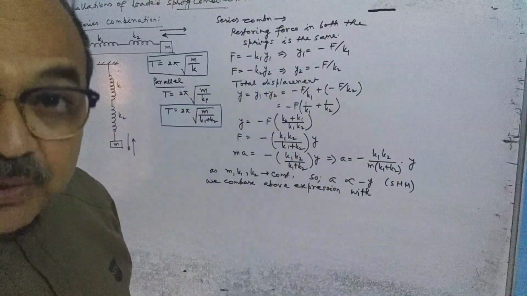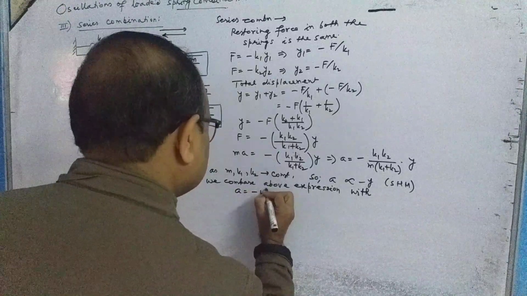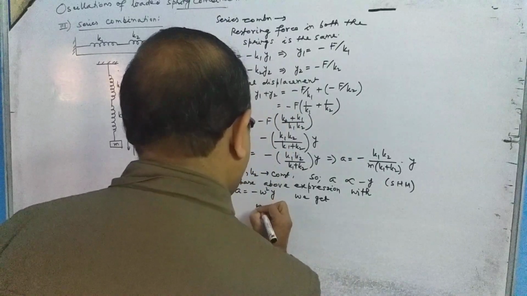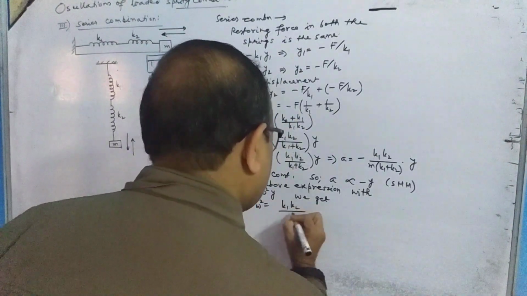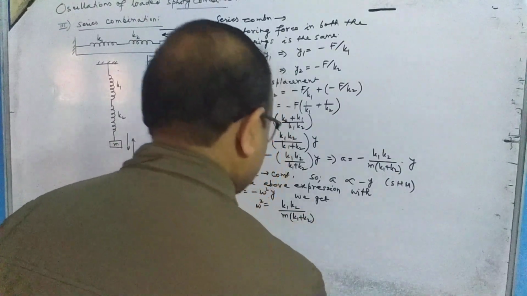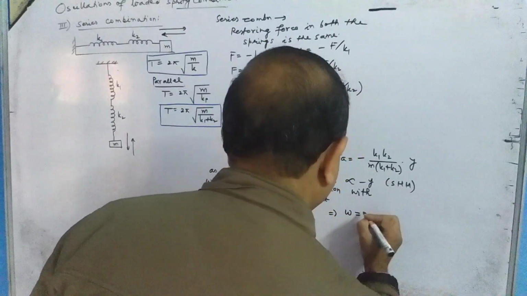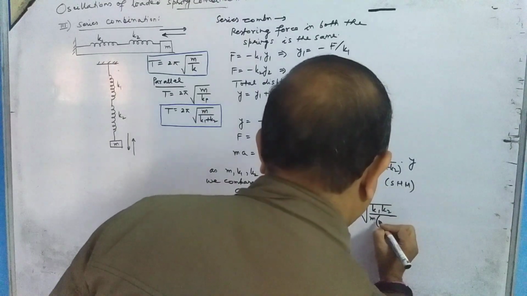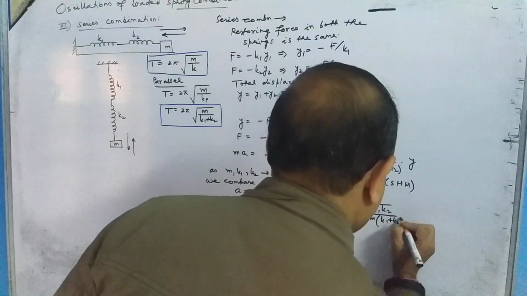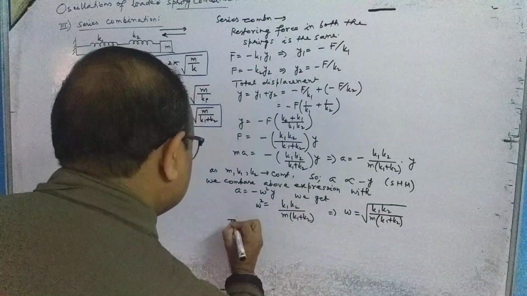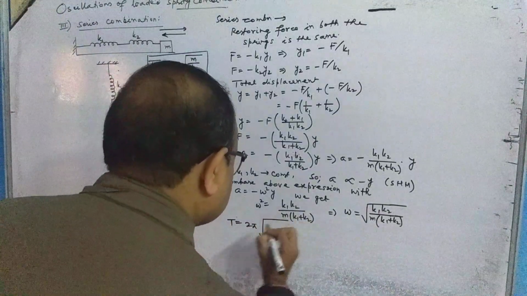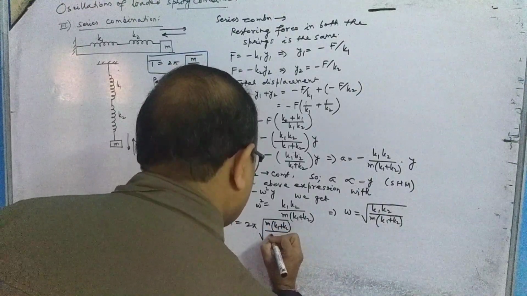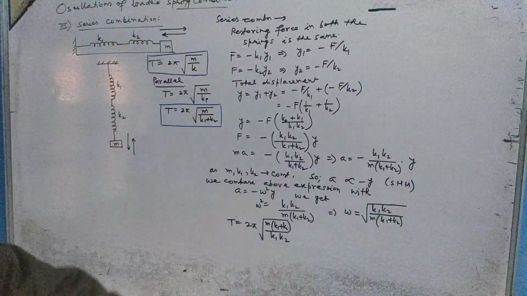With the standard equation of SHM, that is A is equal to minus omega square Y, which we have mentioned many times. If I compare these, what will I get? We get omega square is equal to K1 K2 by M times K1 plus K2, which implies omega is equal to root K1 K2 by M times K1 plus K2. That is what is T? T should be equal to twice pi, because considering omega is equal to twice pi by T, we can say M times K1 plus K2 by K1 K2. This should be the expression.